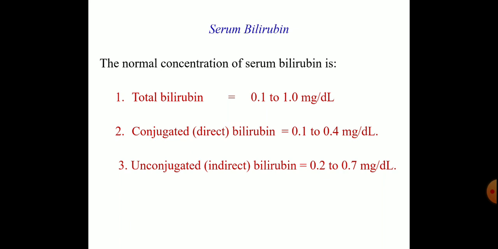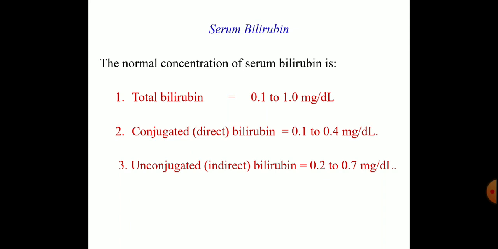In the case of conjugated bilirubin, the conjugated bilirubin directly reacts with diazotized sulfanilic acid to form azobilirubin directly. Hence, it is called direct bilirubin. Conjugated bilirubin is called direct bilirubin.